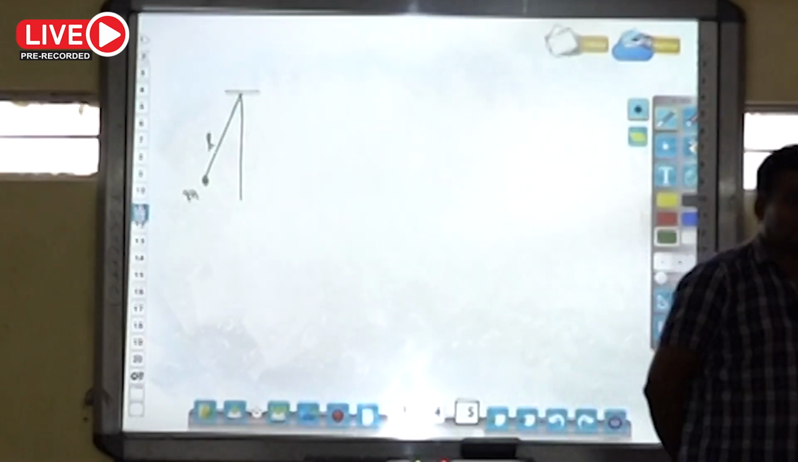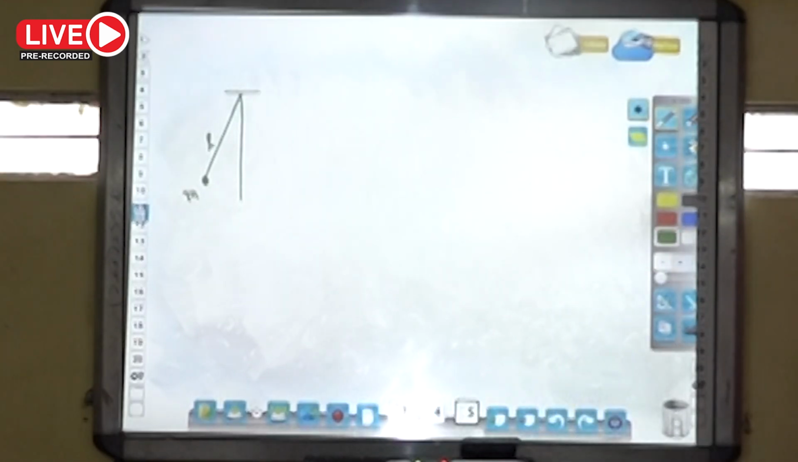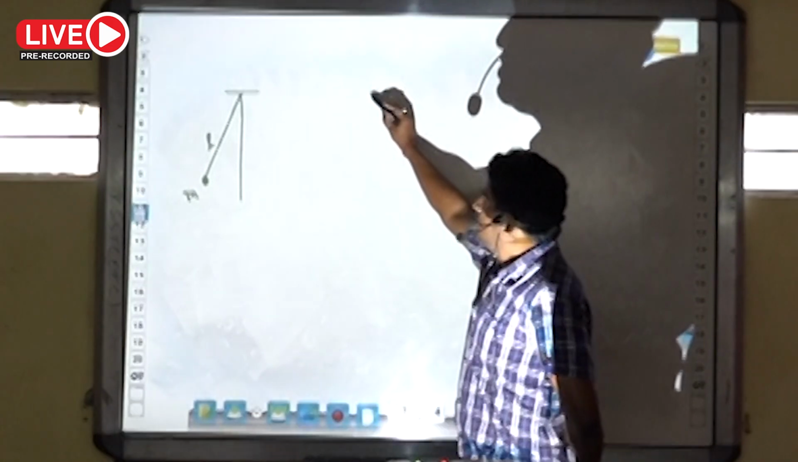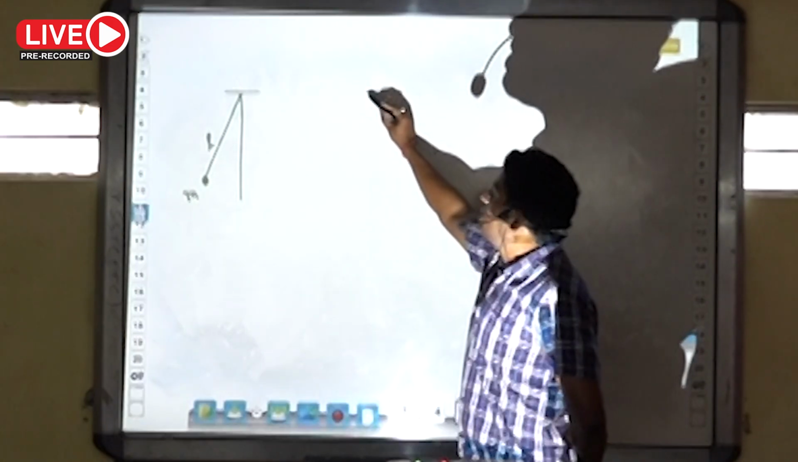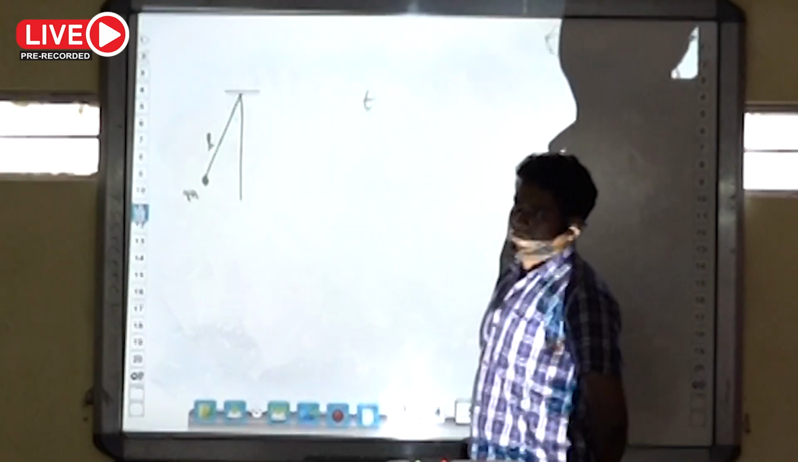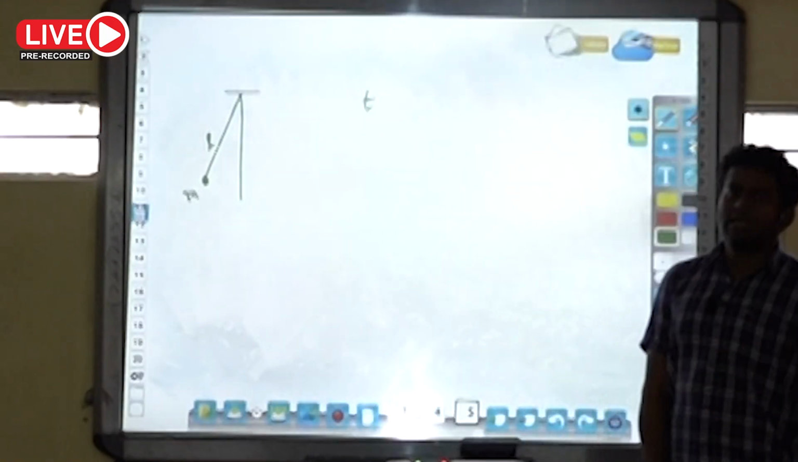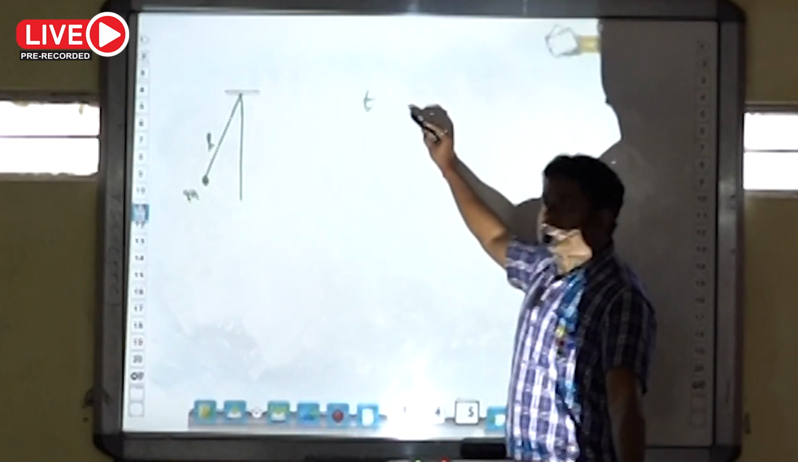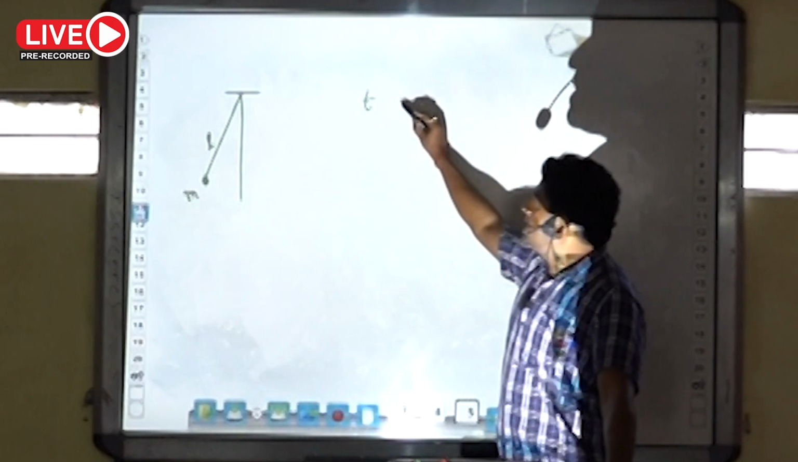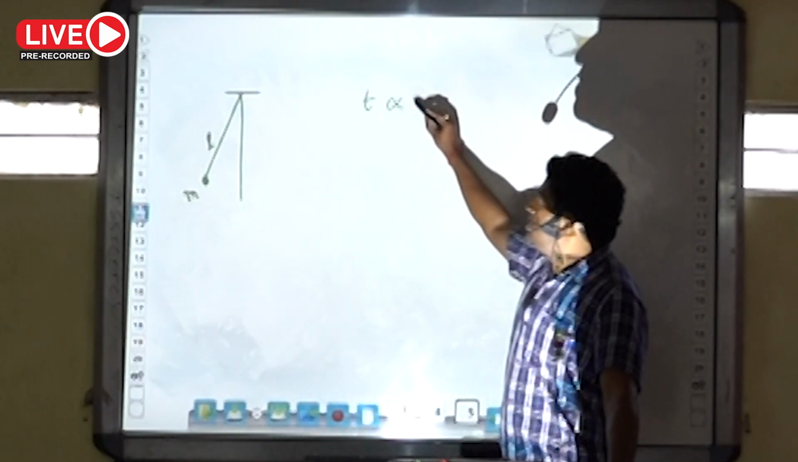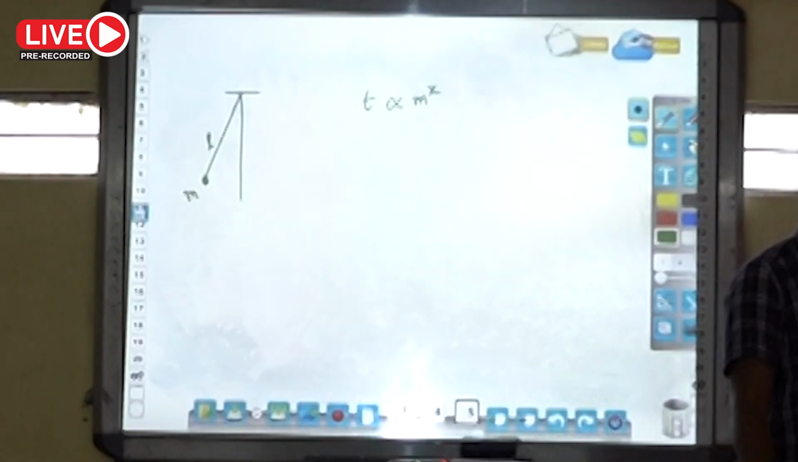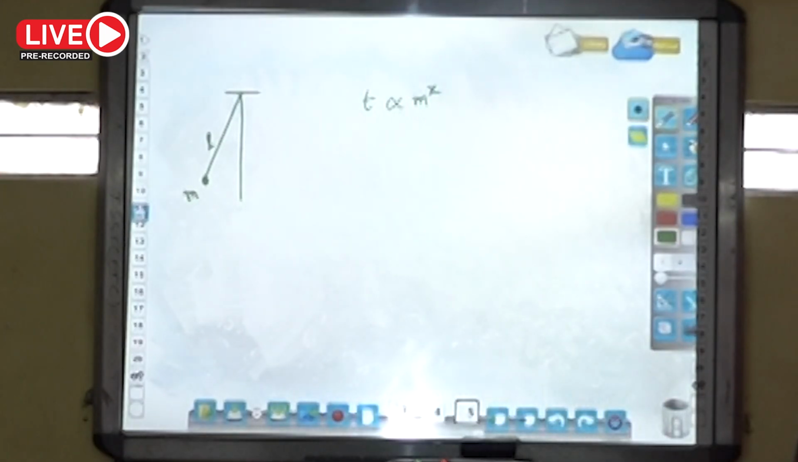Now we consider the time period of a simple pendulum. Let us denote this time period by small t. I can consider that it may depend on the mass of the bob. So I can write it may be m to the power x. I don't know with how much power of mass it is varying. So I put m to the power x.